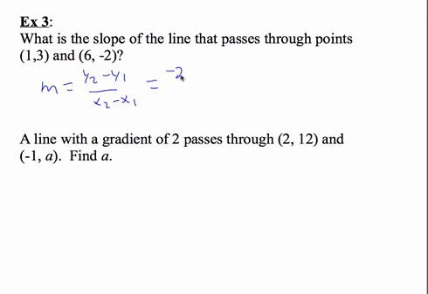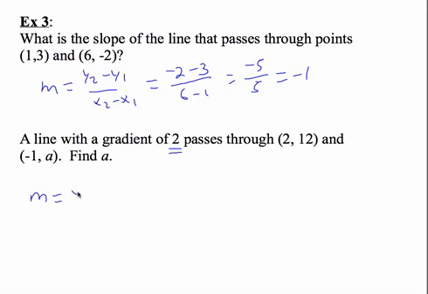So we can do -2 minus 3, and we went this way before, so we're going to go this way with 6 minus 1. We get -5 out of 5, which equals -1. Now a line with gradient 2 passes through these 2 points. Find A. Well, we can use a slope formula because they give us the slope.